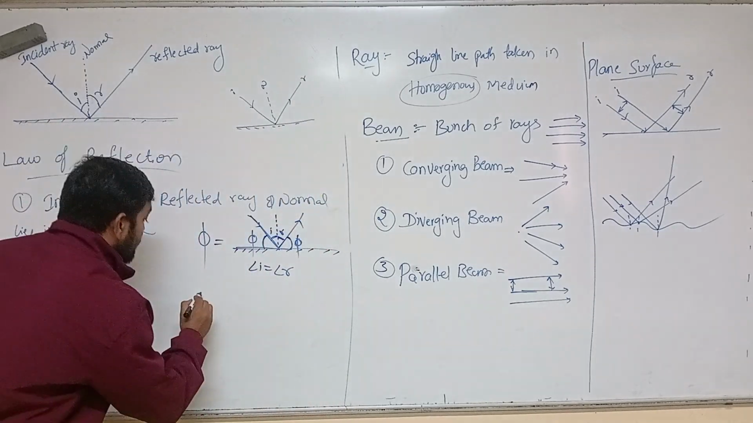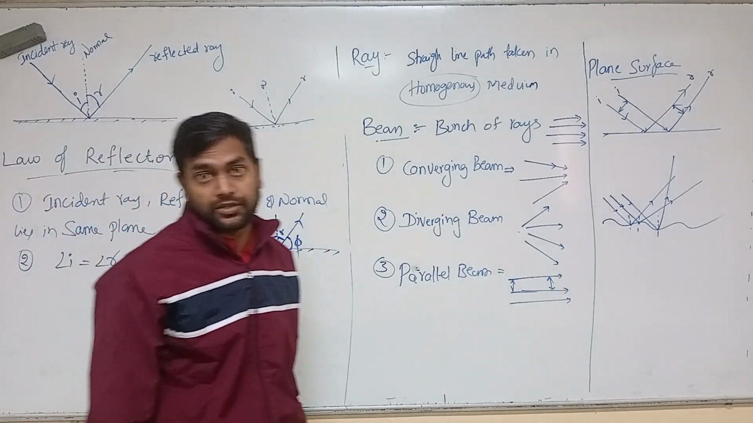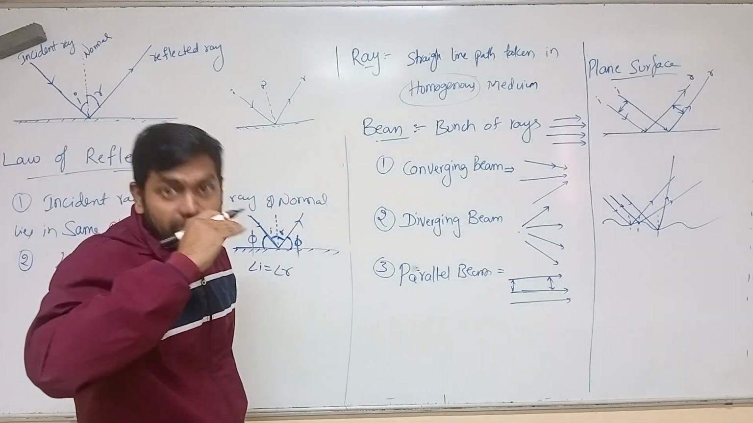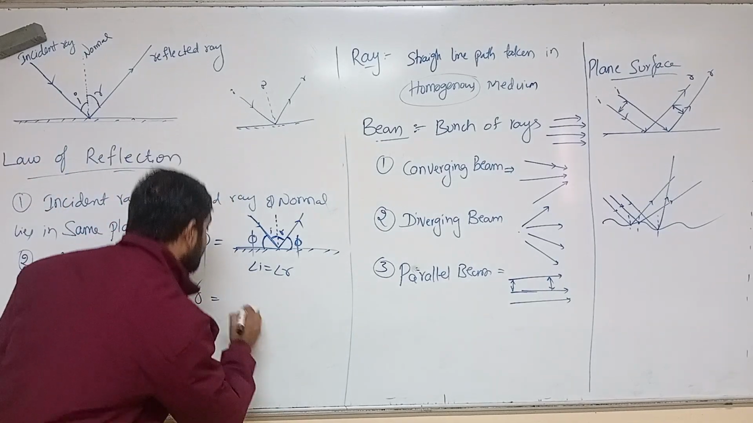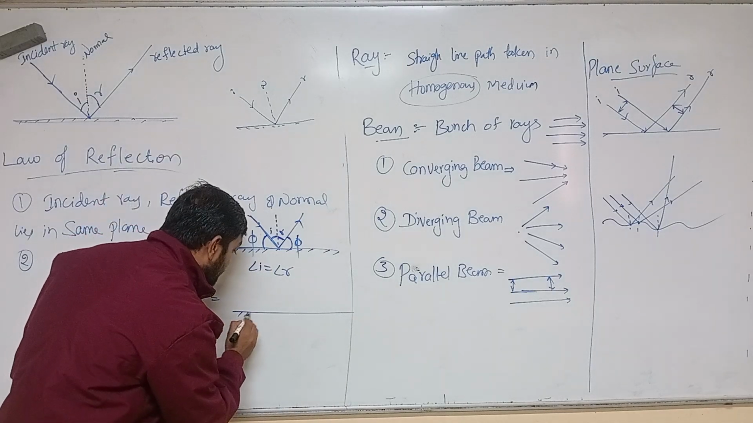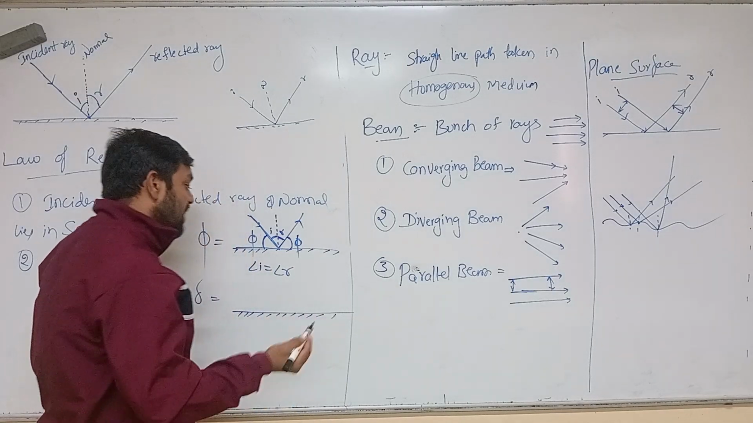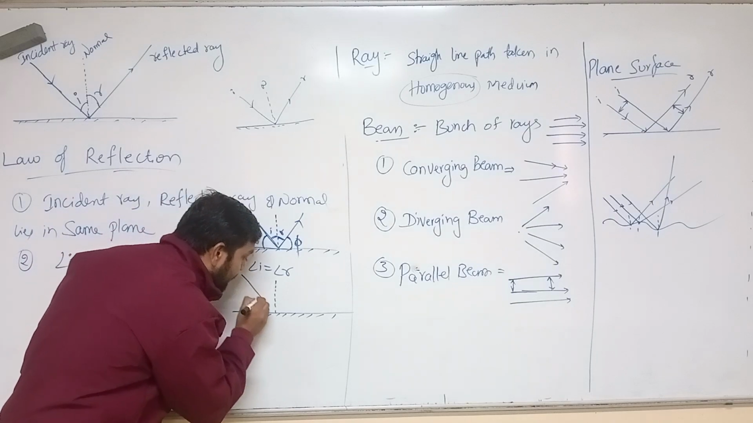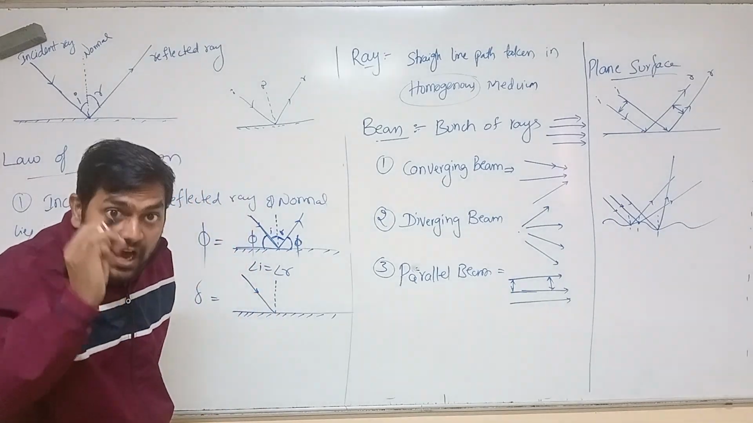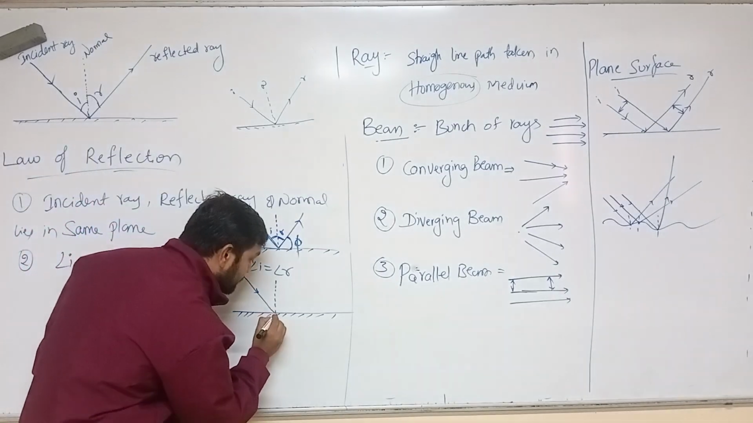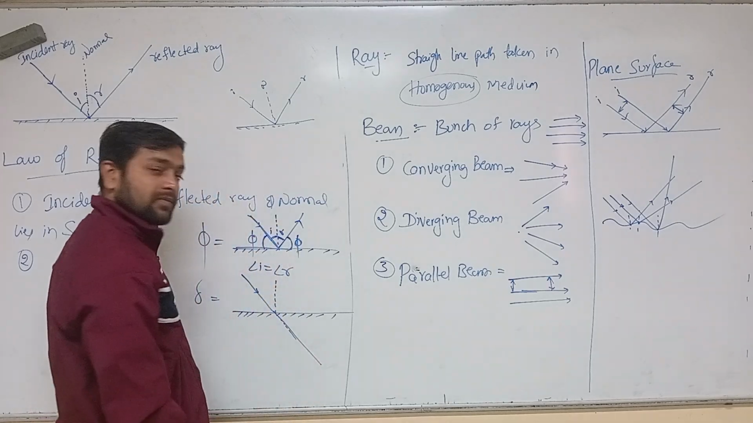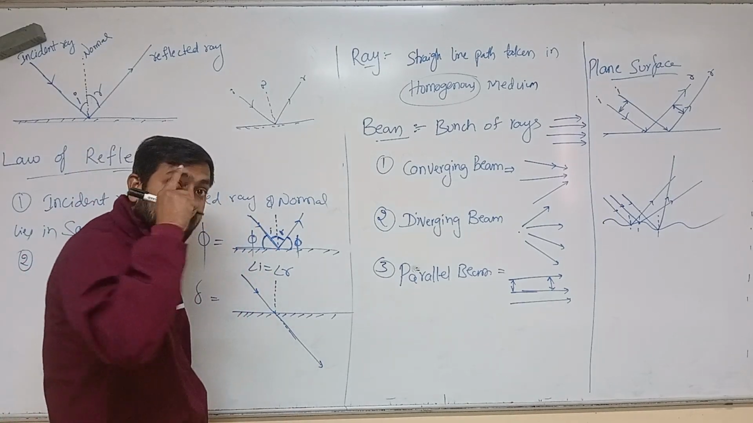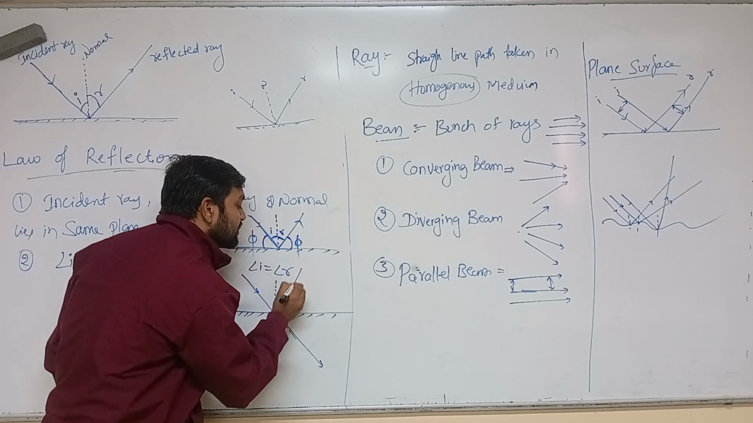Next, coming to the deviation. What do you know about the deviation? Deviation is nothing but the angle between the original, extended incident ray and the reflected ray. Let us take a mirror here, and we take a perpendicular line, that means this is the normal. This is my incident ray. If we extend this incident ray, it will move like this, in this direction. Then after getting reflected, it went in this direction, right?